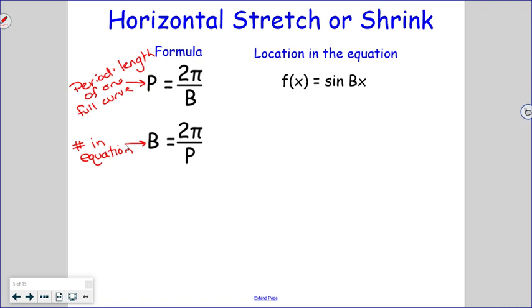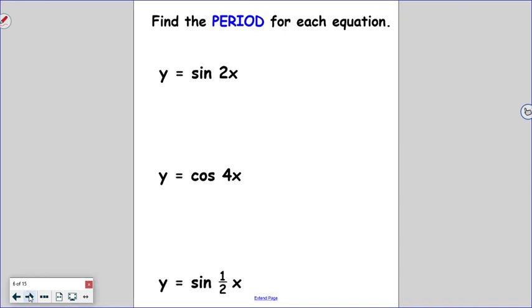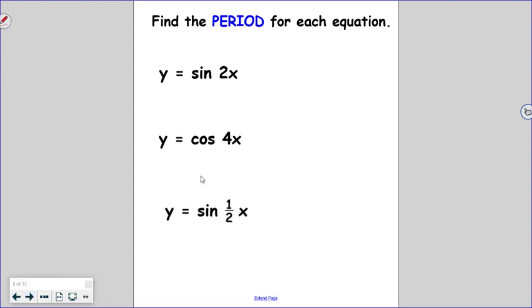They'll always give us the equation that has a b value if we're trying to graph it. And we will always start by doing 2 pi divided by. So just kind of remember that formula. Doesn't matter which direction you're going, 2 pi divided by. So just identifying the period given the equation. I'll do the first one for us, and then you guys can do the next two.